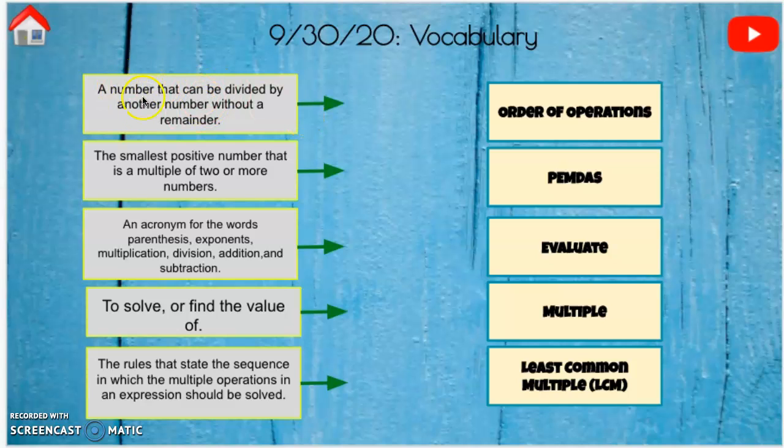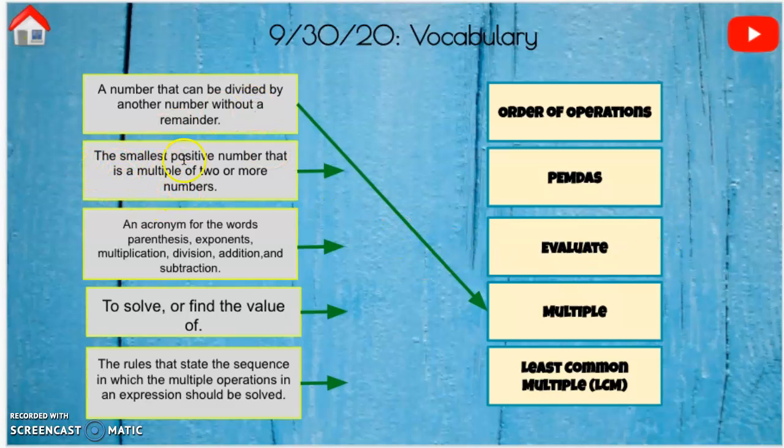So the first definition over here, a number that can be divided by another number without a remainder. So a number that can be divided by another number without a remainder is going to be called our multiple. So if you click that and you take the one part of the arrow and you drag it down here, that is a multiple. For example, multiples of 2 are 2, 4, 6, 8. 8 is a multiple of 2 because 2 can go into it without a remainder.